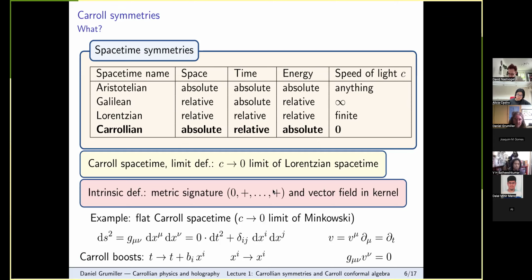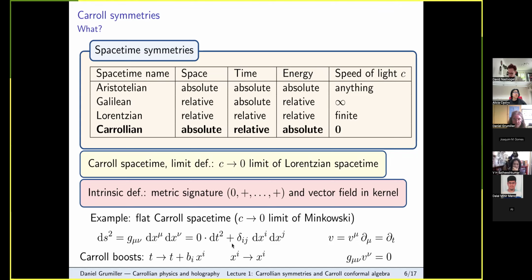So the simplest example is flat Carroll spacetime. If you want, you can view this as a c to 0 limit of Minkowski, but let's just consider spacetime on its own. So ds squared is g_mu_nu dx^mu dx^nu. So this is 0 times dt squared plus a Kronecker delta_ij times the spatial part, dx^i dx^j. So clearly, this metric is degenerate. It doesn't have an inverse. And there's a vector field that lives in the kernel. So the vector field in this case is just ∂_t. And indeed, this vector field is orthogonal to the Carroll metric. So g_mu_nu v^nu is 0.